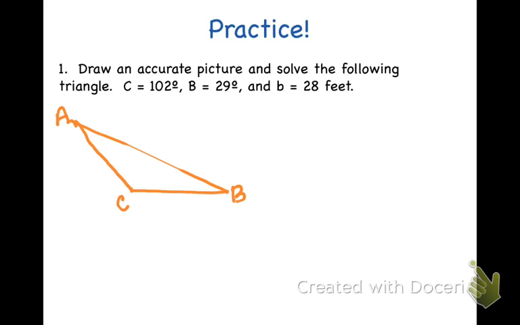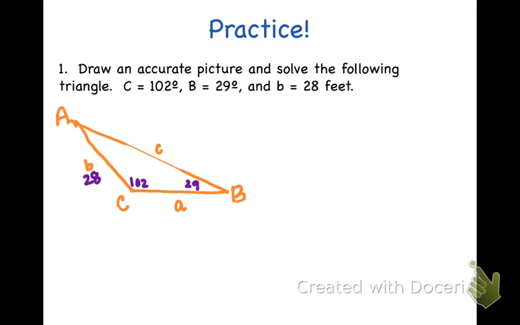But I want to label it, and I want to label the sides as well. So opposite angle A is side A. Opposite B is side B. Opposite C is side C. I want to label it first with the variables, and then go through and fill in what I know. So angle C is 102. Angle B is 29. And side B is 28.